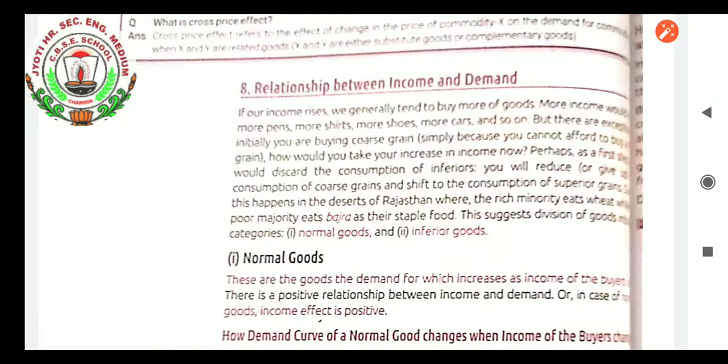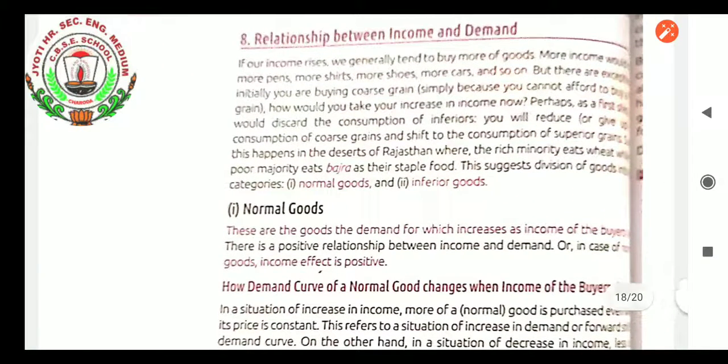But there are exceptions. Initially you are buying coarse grain simply because you cannot afford to buy normal grades. How would you use your increase in income now? Perhaps as the first step, you would discard the consumption of inferiors. You will reduce or give up consumption of coarse grains and shift to the consumption of superior grains. So this happens in the desert of Rajasthan, where the rich minority eats wheat and the poor majority eats bajra as the staple foods, as I already said.